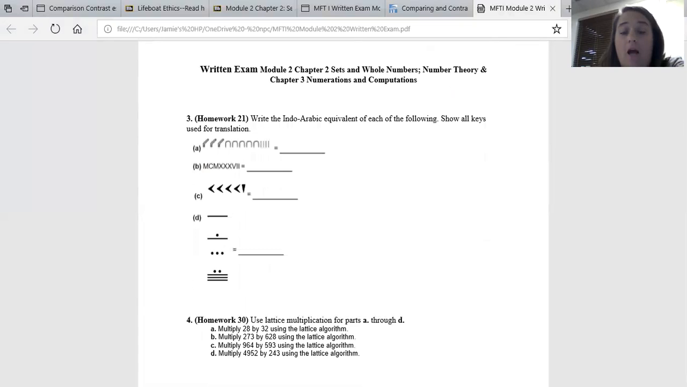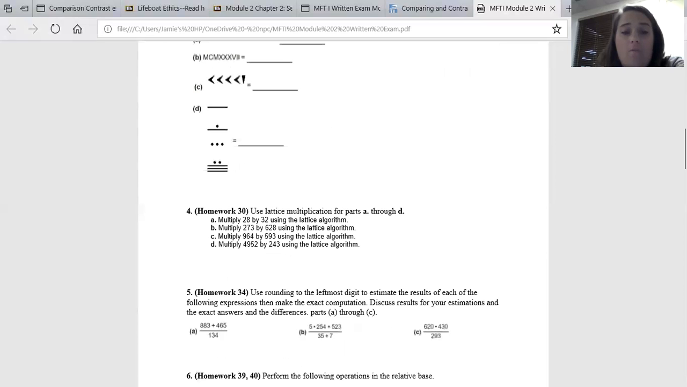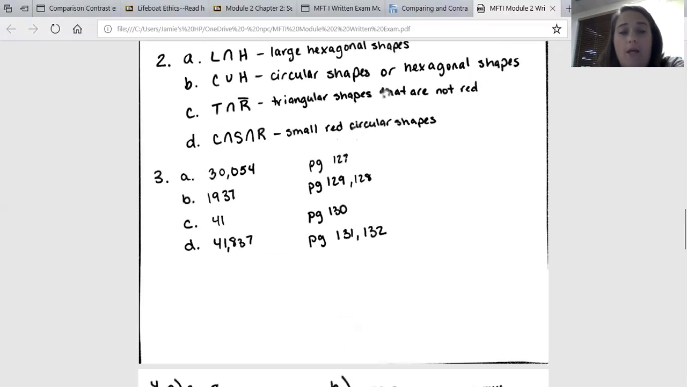I think they're fun problems to solve, but you do have to know how to do it. So on A, sorry, my computer's slow, I came up with 30,054. And then on B, 1937, C, 41, and D, 41,837. And again, those diagrams are in our book.